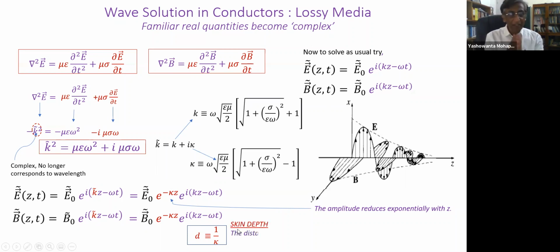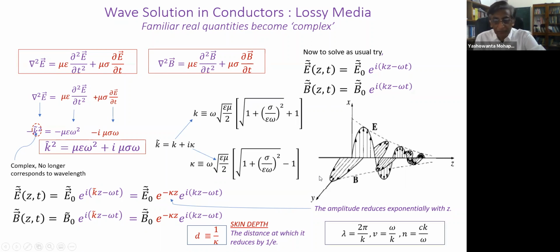Okay, it is as if a metal has a skin and the electromagnetic waves can only penetrate that much, and it loses 67% of its amplitude just in going through the skin depth, and that is why it's called skin. So the skin depth 1 by kappa is defined, so it gets attenuated to 1 by e of its amplitude just within one skin depth of the surface.